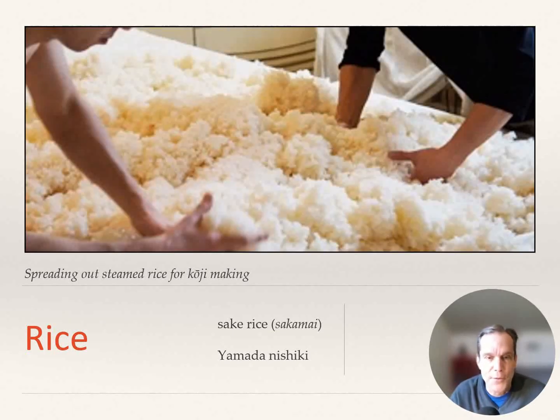So, sakamai. And in America, sakamai is grown in California. We have Cal Rose, which is almost like a table rice, but now in Arkansas, Isbell Farms is growing various types of sakamai, including Yamada Nishiki.